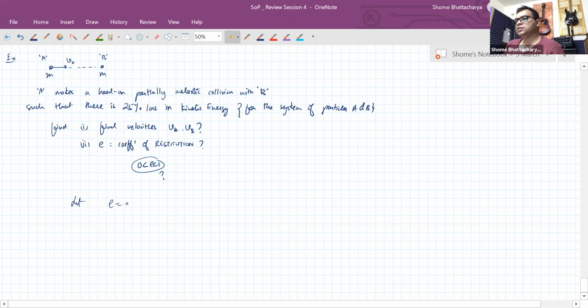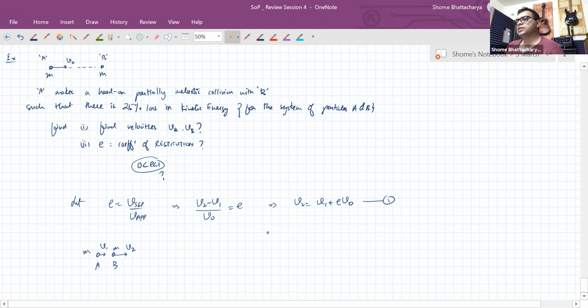Let e be equal to velocity of separation divided by velocity of approach. So let's assume that after impact, A and B have some velocities v1 and v2 like this. So (v2 minus v1) upon approach velocity, which you can see in the above diagram is v0, is equal to e. Okay, so from this we can see that v2 is equal to v1 plus e v0. That's our first equation.